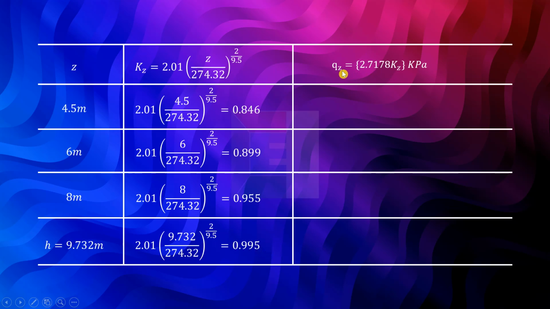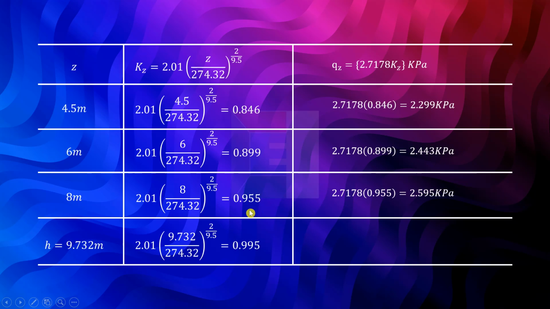So, we just need to substitute that one dito sa QZ natin. So, we have 2.7178 times 0.846. So, we have 2.299 kPa. And 2.7178 times 0.899 is equivalent to 2.443 kPa. And 2.7178 times 0.955, so we have 2.595 kPa, and 2.7178 times 0.995, wait lang, 955, it is 995. So we have 2.704 kPa. So ito yung QH natin, no? Kasi yung Z dito is in terms of H. So ito yung QH.